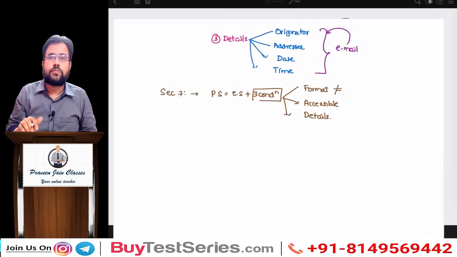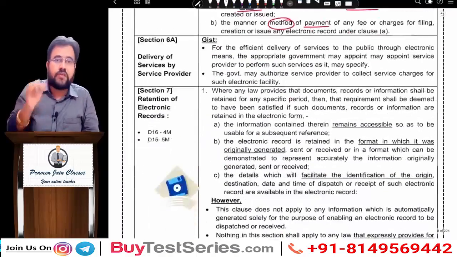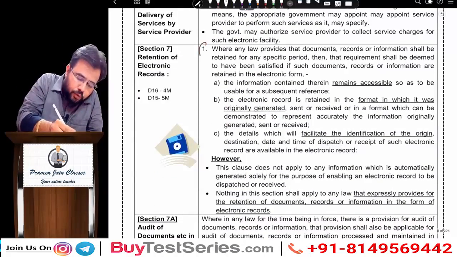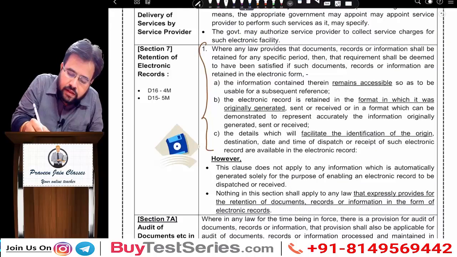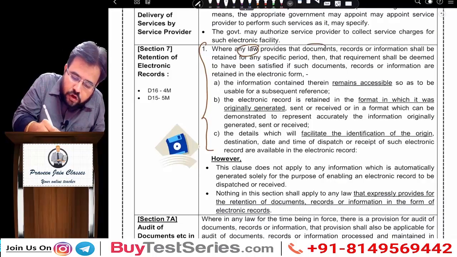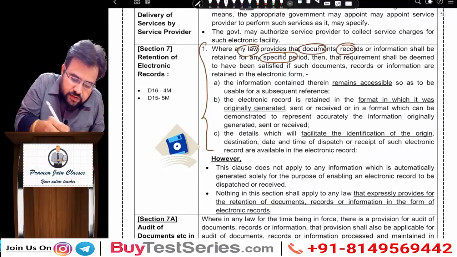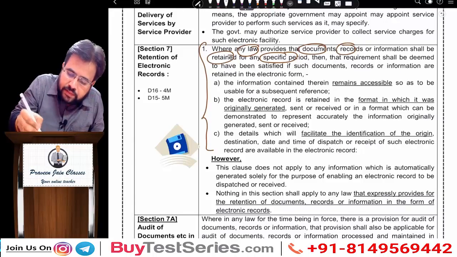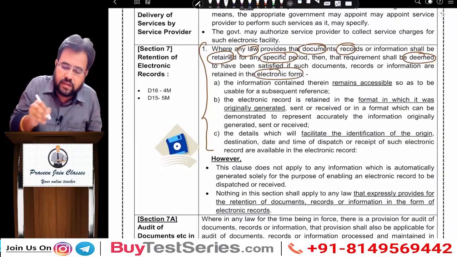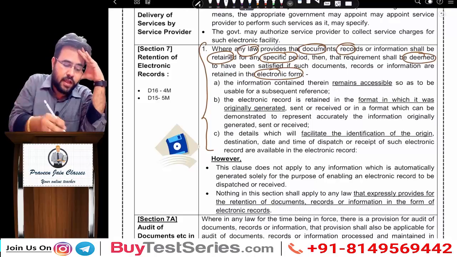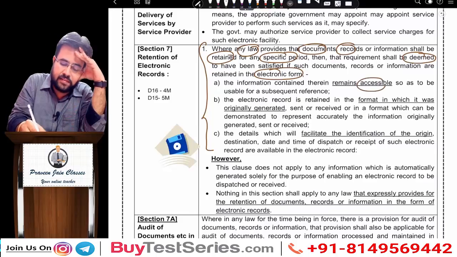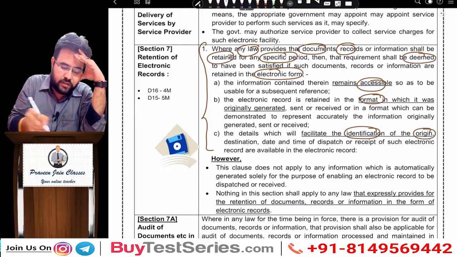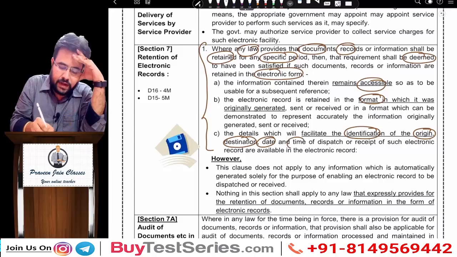Clear? Now, sir, this section also has a proviso. Let us see. Up to here I have explained. You can see that where any law says that documents or records should be retained for a specified period, then that law is deemed to be satisfied if those documents are maintained in electronic form, sir. And what are the conditions A, B, C? Accessibility, format should not change, and you should be able to identify the origin detail, destination detail, date and time detail.